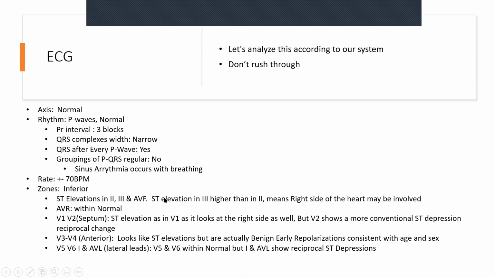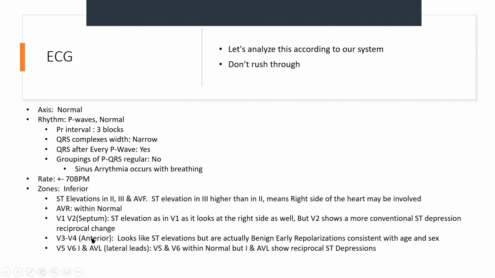And as we said, the ST elevation in 3 was higher than 2, which means the right side of the heart may be involved as well, right? So aVR was within normal. V1 and V2: the ST elevation in V1, because it looks at the right side as well, depends where you put it. Somebody may have put it a bit more towards the right and closer to the sternum. So it might be why on this particular one it's picking up more of an ST elevation, right? V2 shows a more conventional ST depression, right?